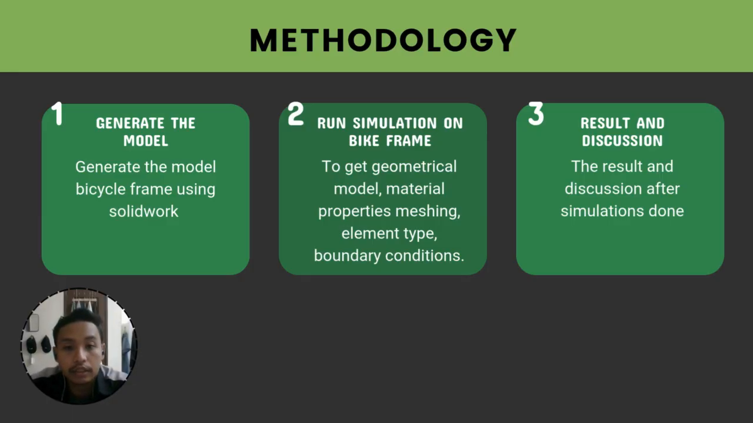Second is running the simulation on the bike frame, using the geometrical model, material properties, meshing, element type, and boundary conditions for three types of impact: flat road impact, declining impact, and inclining impact, on three parts, which are the seat, handlebar, and pedal. Lastly, the method covers our results and discussion. After the simulation is done, the results will be discussed, and we will recommend or suggest the next finite element analysis.